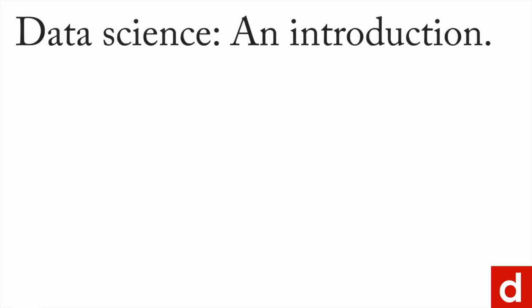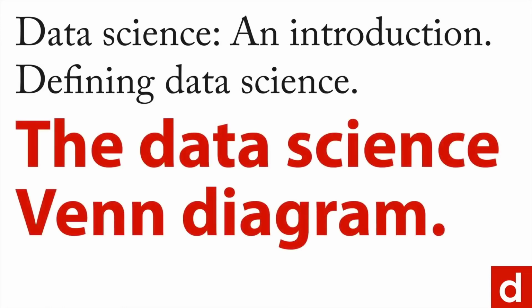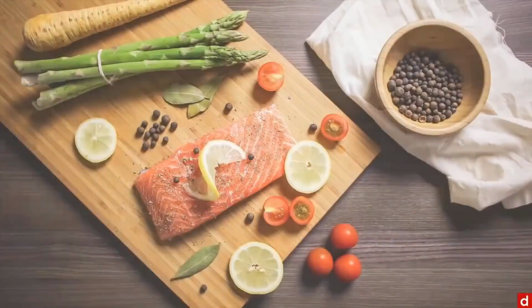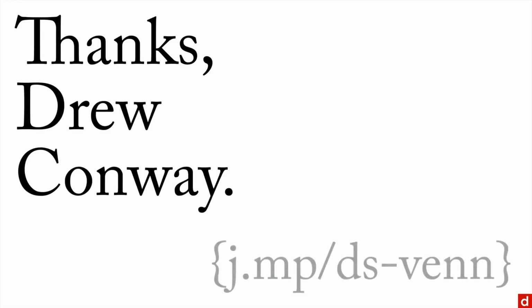Back here in data science, we're going to continue our attempt to define data science by looking at something that's really well known in the field, the data science Venn diagram. Now, if you want to, you can think of this in terms of what are the ingredients of data science. Well, we're going to first say thanks to Drew Conway, the guy who came up with this. And if you want to see the original article, you can go to this address.